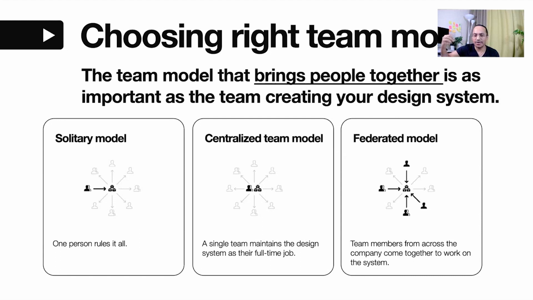The other is the centralized team model. A single team maintains the design system as a full-time job. The first one was one person. The second is one single team, and that single team might have many designers or developers. Then the last one is the federated model. Team members from across the company come together to work on the system. Here, one person represents design, one represents technology, another represents content, then the management. They come together and manage the design system together. Depending upon the size of the company and the complexity of the product the company is building, the model might change.